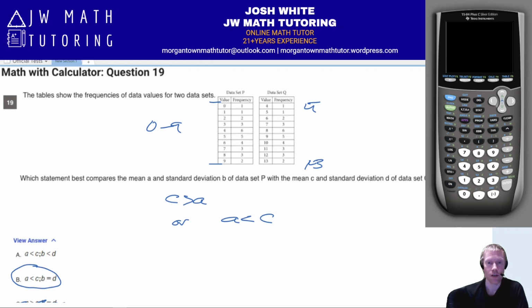In other words, if you plotted each of these out, just to show you real quick, it would look something like 1, 1, 2, 1, 2, 3, 1, 2, 3, 4, 5, 6, 1, 2, 3, 4, 5, 1, 2, 3, 4, 3, 3, 2. Let's say that would be data set P, starting at 0, ending at 9. If you did the same exact thing for data set Q, the dots would be in the exact same positions, just starting at 4 and ending at 13. But the relative shape of all the dots would be identical. So that's why the standard deviations will be equal, and therefore it is answer choice B.